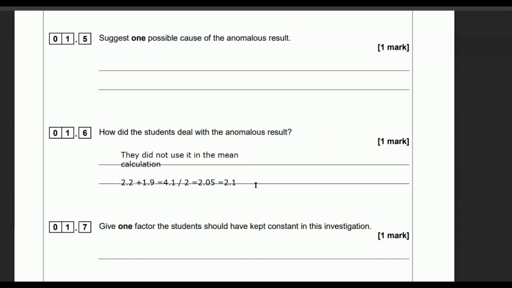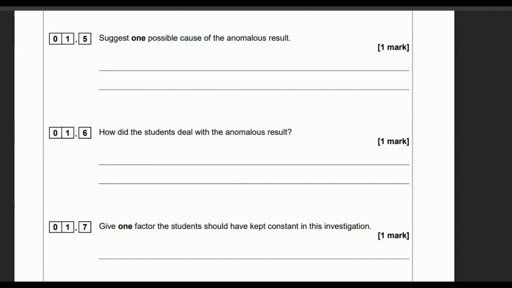You do not need to show any calculations. You just need to say that they didn't use it in the calculation of the mean, which is what you should do with anomalies. Give one factor the students should have kept constant. Right, there's a whole bunch. We just talked about how they possibly screwed up. What should they have kept constant in this investigation?